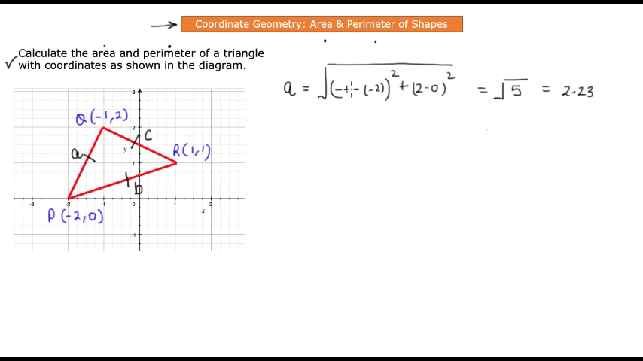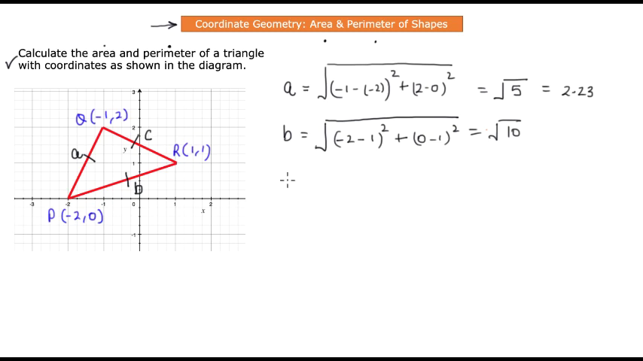Using the same principle, you can compute the side length B, and it will be once again the difference of x coordinates between P and R, that will be -2 minus 1 and whole square of that, plus 0 minus 1 and square of that. Once you solve this mathematics, you'll find that this is equal to the square root of 10. So it will be 3 squared plus 1 squared.